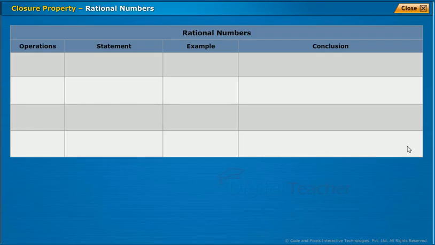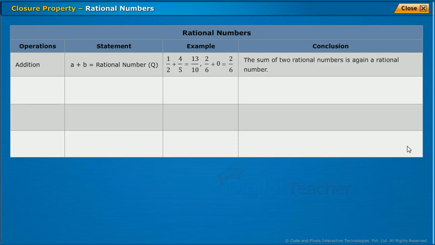Let us see the closure property of operations on rational numbers. Under addition, it states that if two numbers are added, their sum is a rational number. For example, 1/2 plus 4/5 is equal to 13/10, or 2/6 plus 0 is equal to 2/6. It concludes that the sum of two rational numbers is again a rational number.